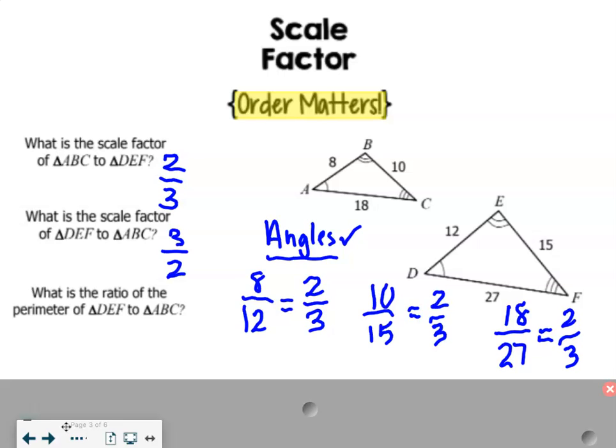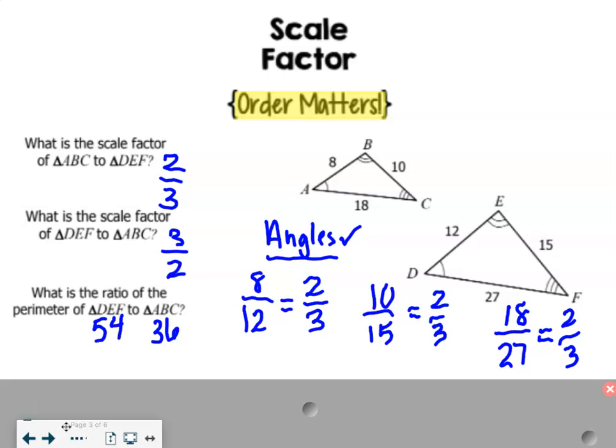What is the ratio of the perimeters? Will you guys add these up? Where all 3 of those are added together? 36. So that's for ABC. What about for DEF? 54. You guys agree? 54?